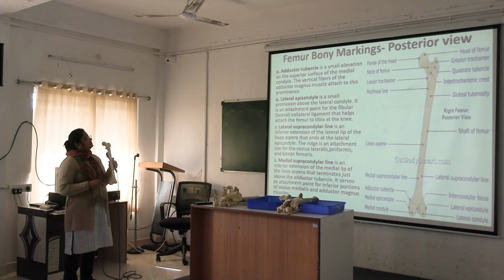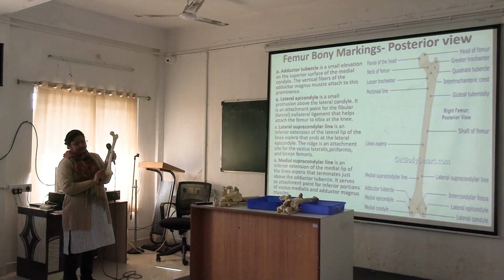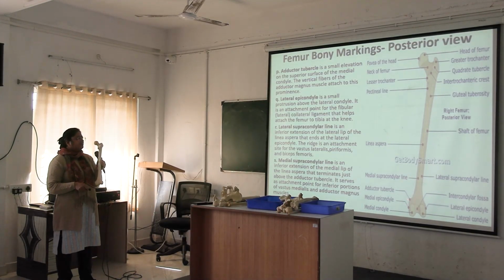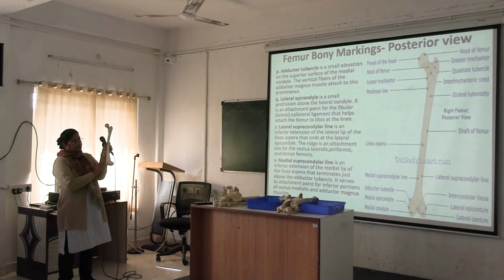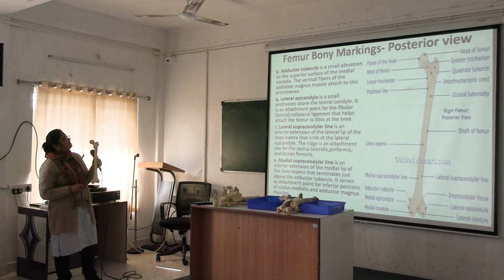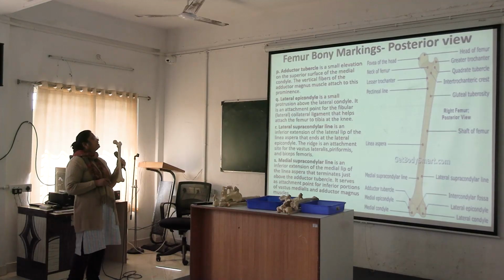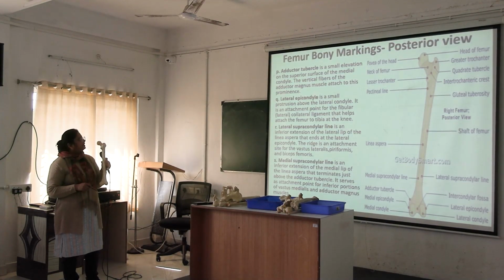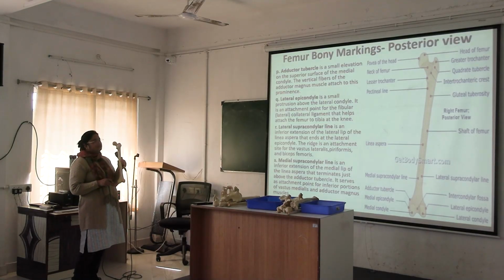Next is adductor tubercle. Here you can see the adductor tubercle. It is a small elevation on the superior surface of the medial condyle, and the vertical fibers of the adductor magnus muscle attach to this prominence.